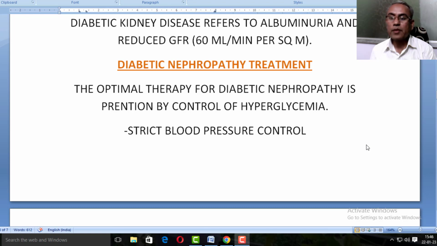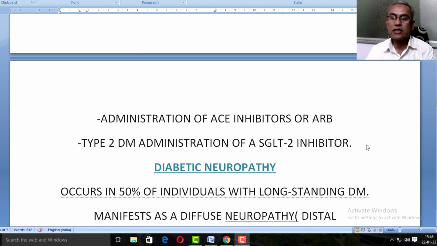Next, strict blood pressure control. If the patient has developed hypertension, you control it. Even hypertension can contribute to chronic renal failure. Control the blood pressure by administration of ACE inhibitors or ARBs, that is angiotensin receptor blockers. In case of type 2 DM, administer SGLT2 inhibitor. You can prevent further destruction by administering these drugs.